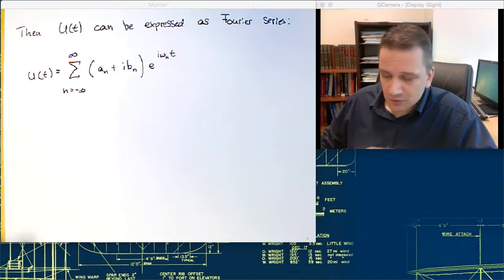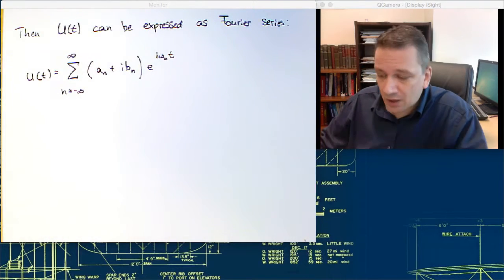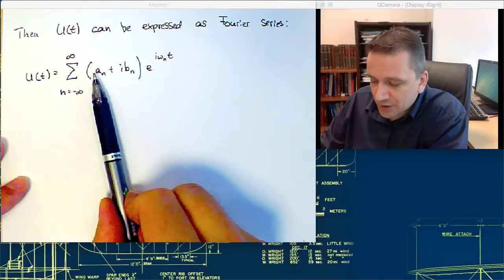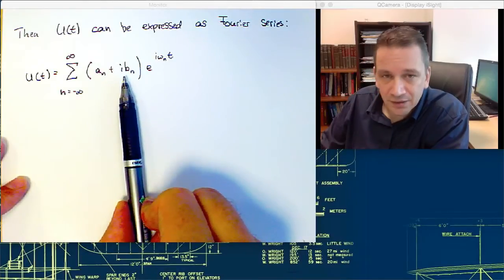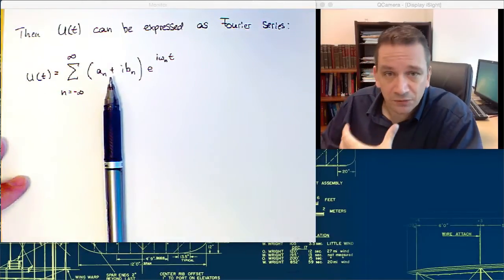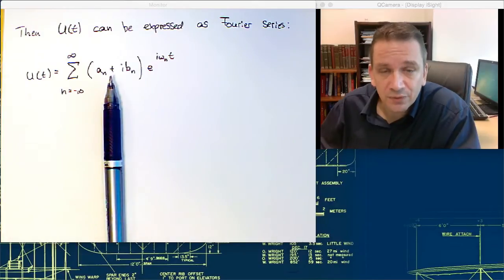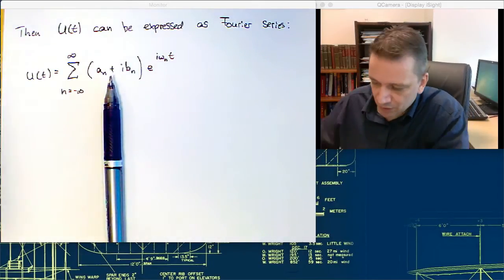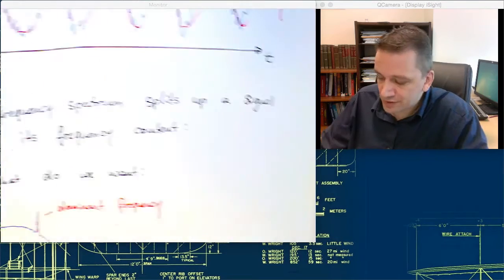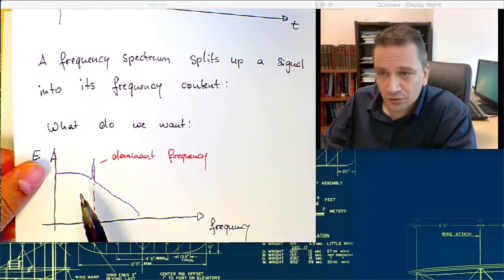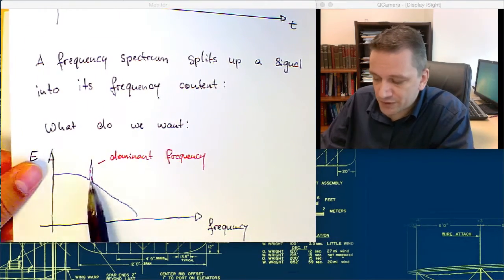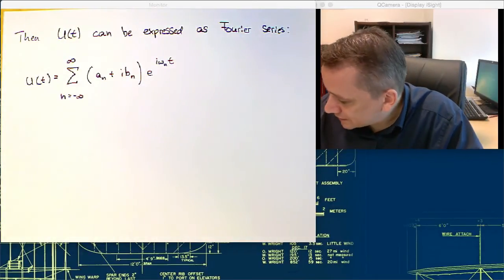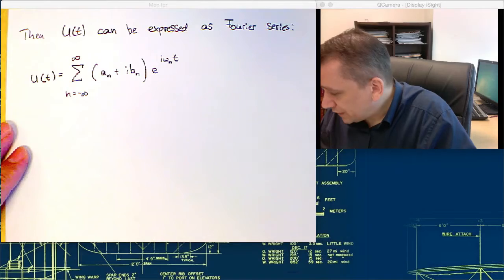And I hope you're going to get the principle now. So if you're now able to express or determine these constants here, an and bn, then it tells you already if, for example, an is very large, that this frequency is going to be very large within your original signal. With that, you're going to have a large dominant frequency. Okay, but to get to that, we need to do a few more things.